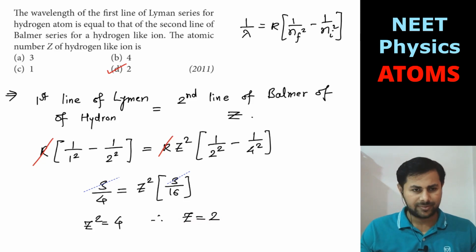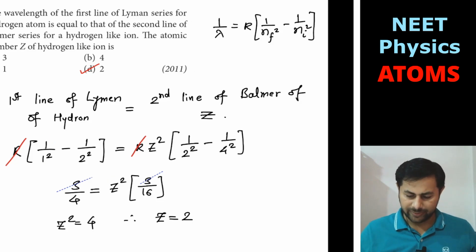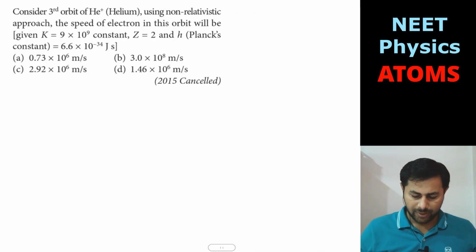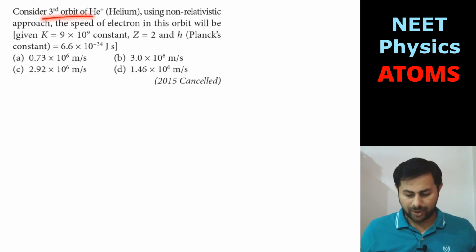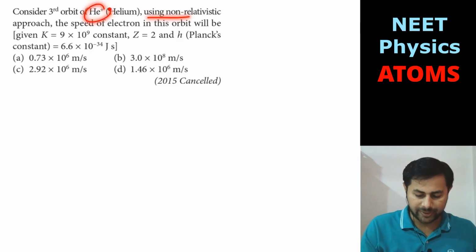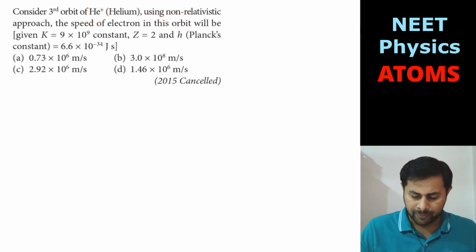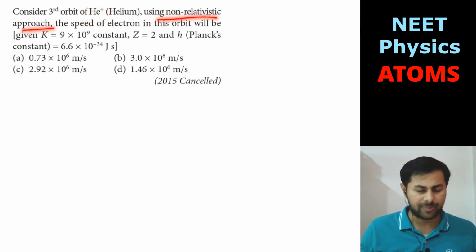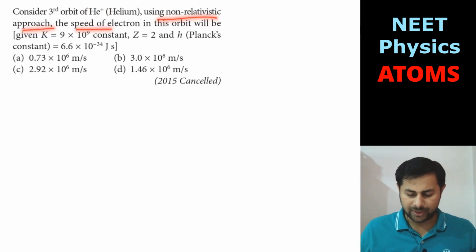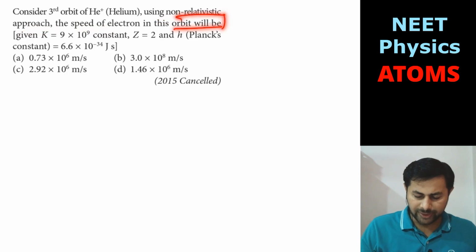Simple, right? Okay, good. Let's see the next one. Consider the third orbit of helium, using He plus. Using a non-relativistic approach, the speed of the electron in this orbit will be. What is the speed of the electron?